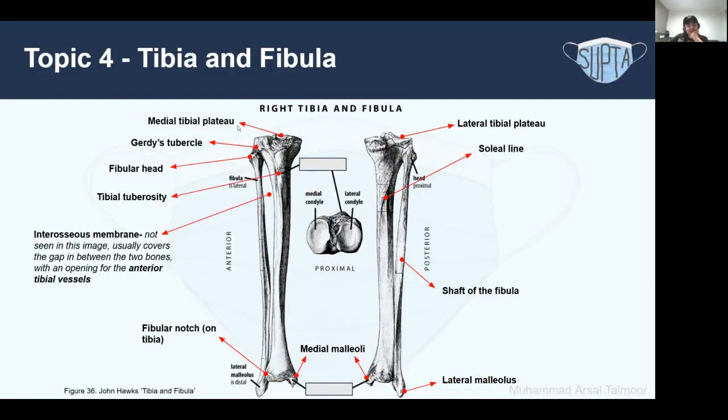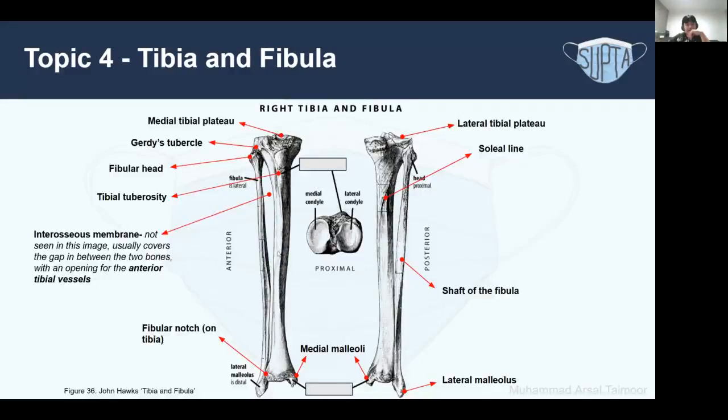So the medial tibial plateau sits at the very superior aspect of the tibia, and you've got the lateral tibial plateau. You've got Gerdy's tubercle here, which is just a bony prominence on the lateral aspect of the tibia. You've got the fibula head. You've got the tibial tuberosity, which is, remember, relevant to the patellar tendon. You've got the interosseous membrane between the fibula and tibia.